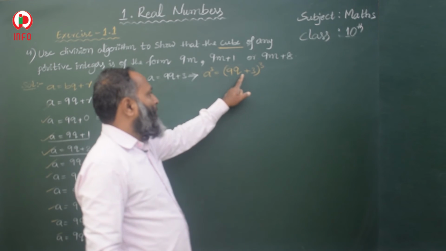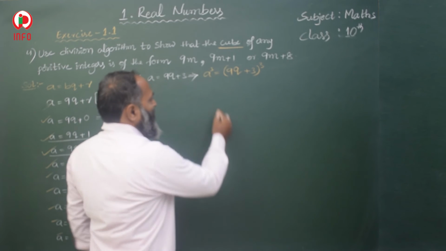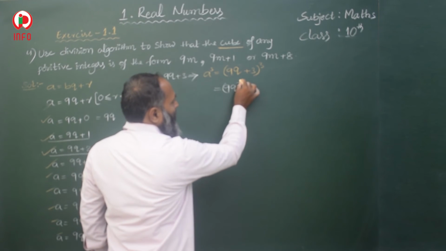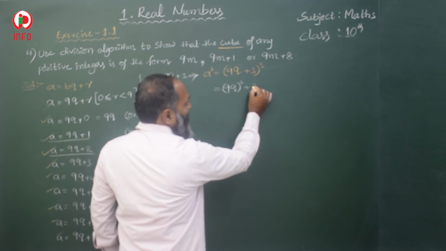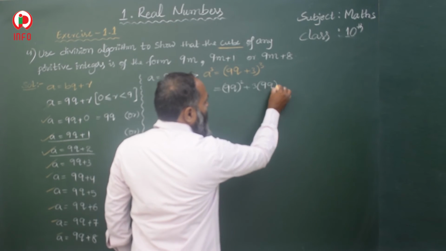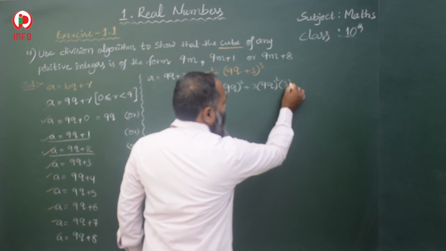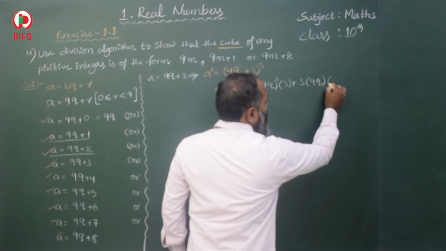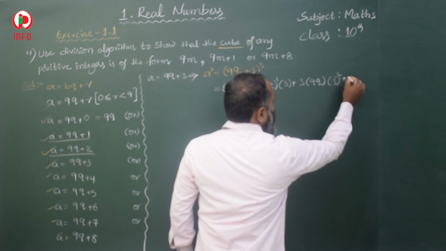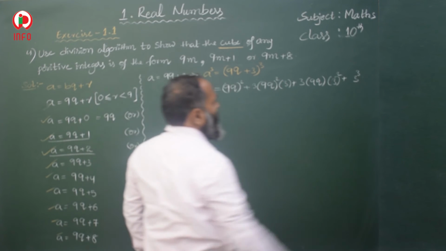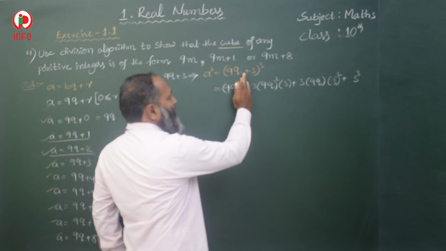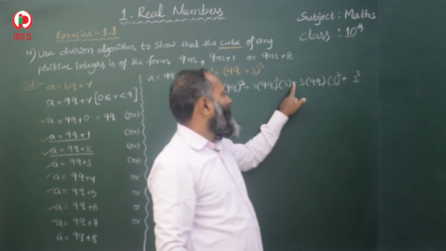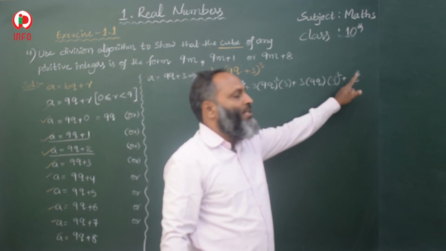It is in the form of a plus b whole cube. How to take a plus b whole cube? That is a cube. A cube means 9 cube whole cube. Plus 3 a square, a square means 9 cube whole square, and b means 3. After that 3 a b square means 3 square, and after that b cube, that is 3 cube. a cube plus 3 a square b plus 3 a b square plus b cube.